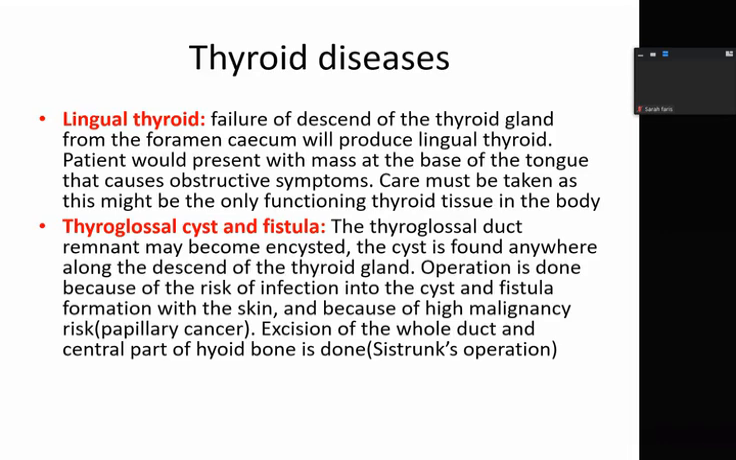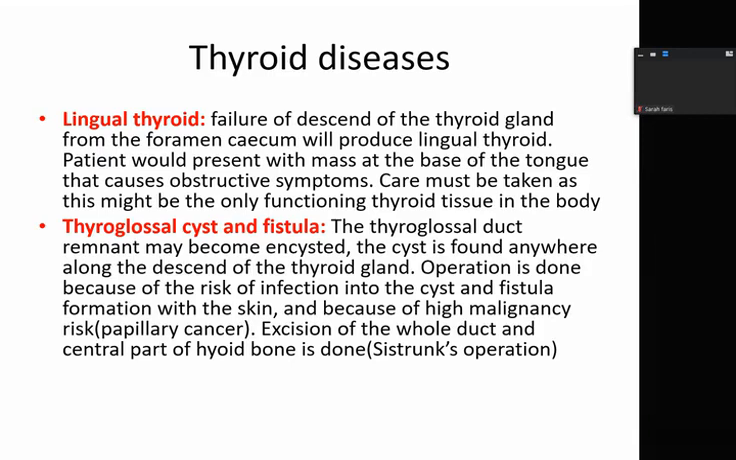Now, thyroid disease. As I told you at the beginning, the thyroid originates from the base of the tongue, so there may be a lingual thyroid. Failure of descent of the thyroid gland from the foramen cecum will produce lingual thyroid. Patient will present with a mass effect at the base of the tongue, might cause obstructive symptoms. Care must be taken, and this might be the only functioning thyroid tissue in the body. This might cause suffocation, dysphagia, dyspnea. We cannot remove a lingual thyroid unless we make sure it is not the only thyroid tissue in the body.